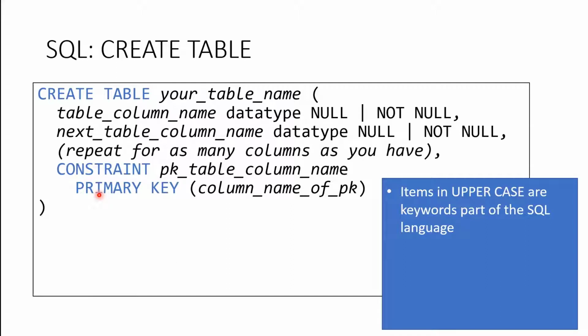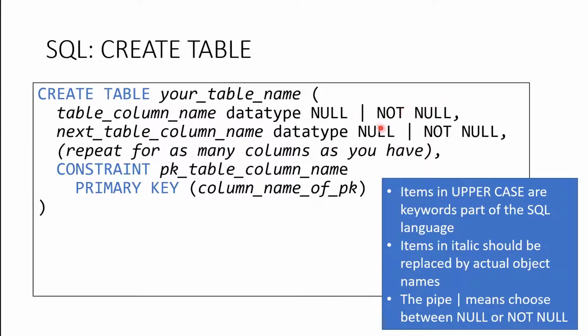So items in uppercase, they're going to be keywords. They'll also probably be in blue. Items in italic should be replaced by the actual object names. And when you see little things like these pipes, this means either or. It means you're either going to put in null or not null. You can't have both. So you're going to learn more syntax diagrams as the syntax gets more complicated, but I thought I'd try to keep it simple to start.